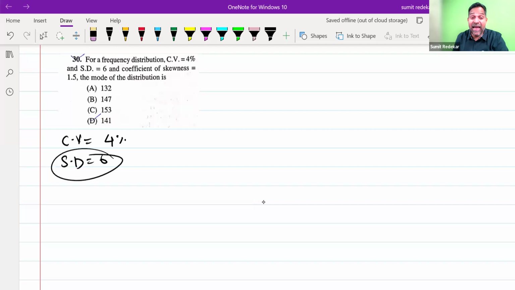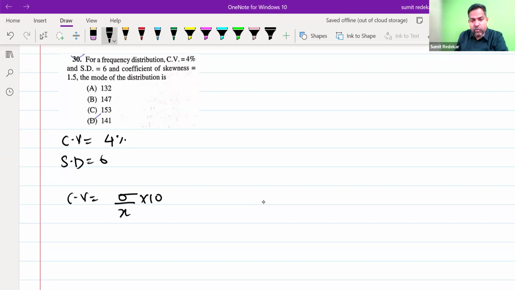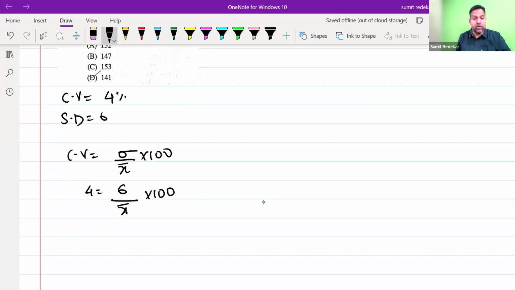Well, I have sigma. I don't have the mode. I have... no, I don't have the mean either. So the first step is finding the mean using the CV value. Coefficient of variation is nothing else but standard deviation upon the mean into 100, which is 4 equals standard deviation upon the mean, which is not known, into 100. Sorry, standard deviation is known. Cross multiply, x bar is 6 upon 4 into 100, or x bar is 1.5 into 100, which is 150.